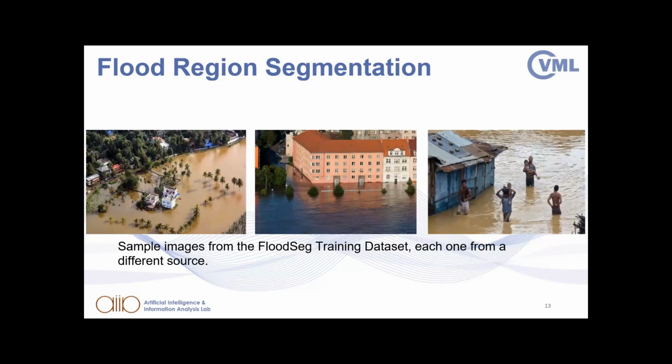Here are the examples of another dataset that we used, which is named FlatSeg. The left image highlights rural flooding with vegetation and homes. The center image depicts urban flooding with submerged streets and buildings. And the right image captures people in flood waters near houses, showing the human impact.